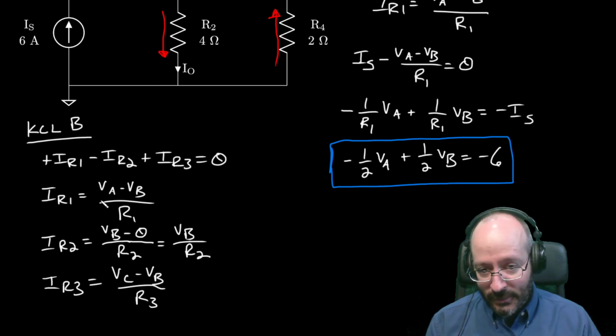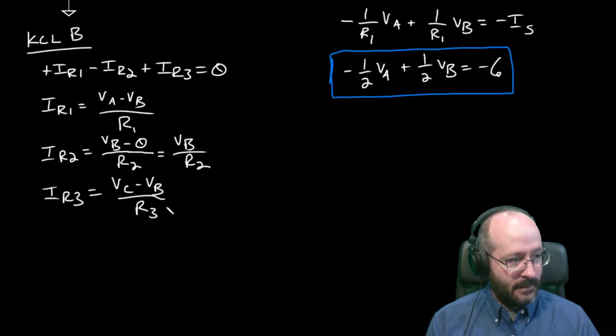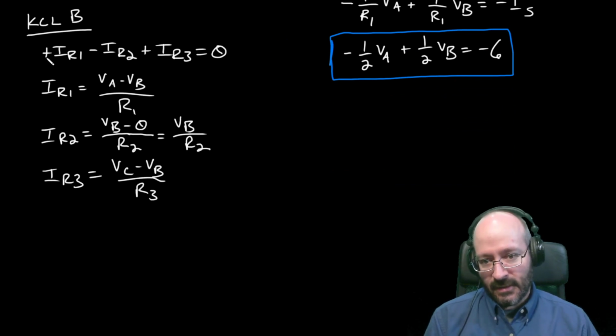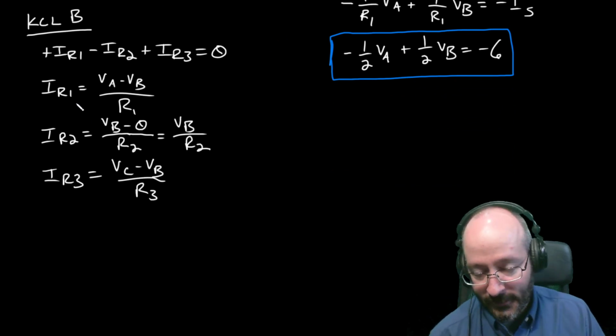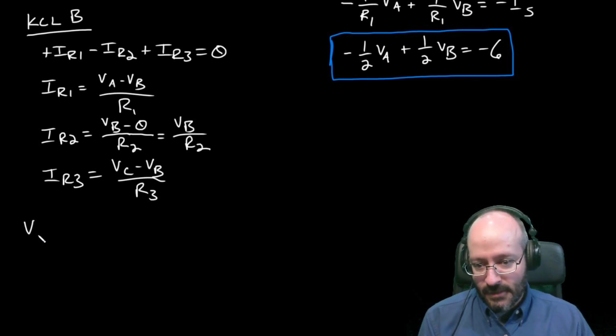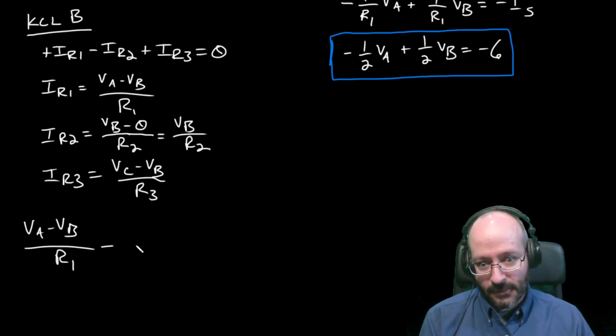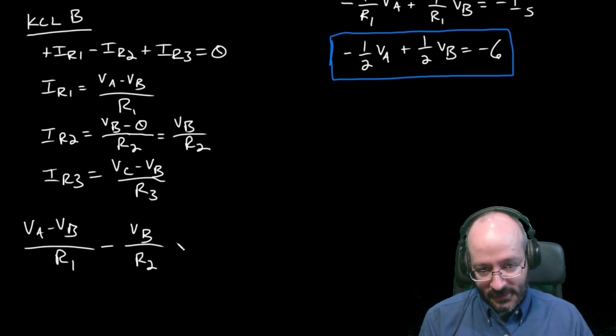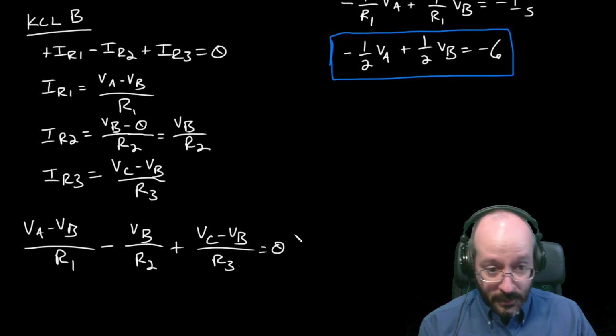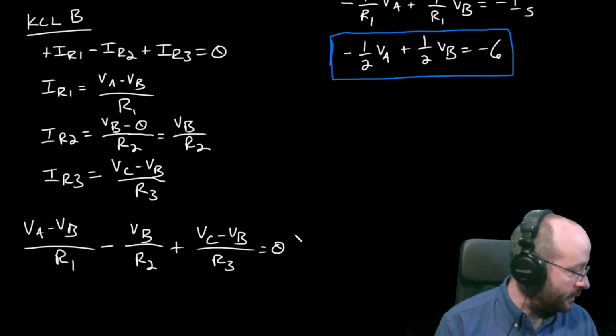Okay, so now we've got to plug all of these in, right? The algebra gets a little sloppier with this. The positive sign comes down. I'm just going to ignore it. And we plug in IR1, VA minus VB over R1. The negative sign comes down. We plug in IR2, which is over here, VB over R2. The positive sign comes down. And we plug in IR3, VC minus VB over R3. And that's equal to 0. Okay, so we're almost there. We just got to do a little bit of algebra.